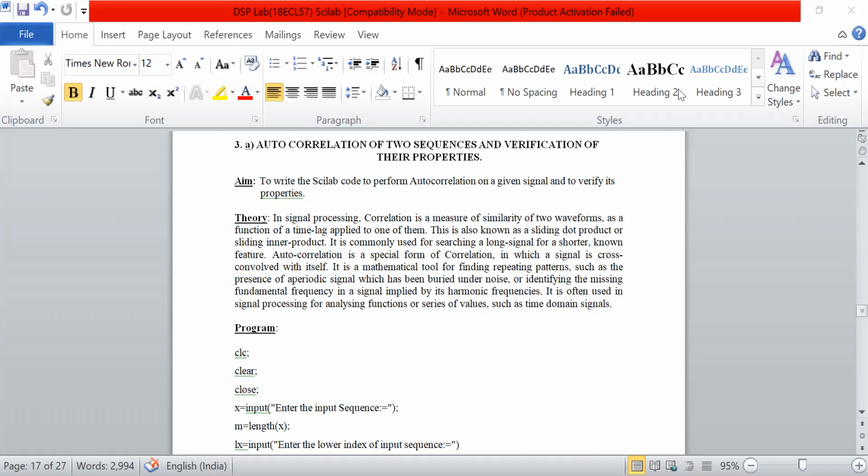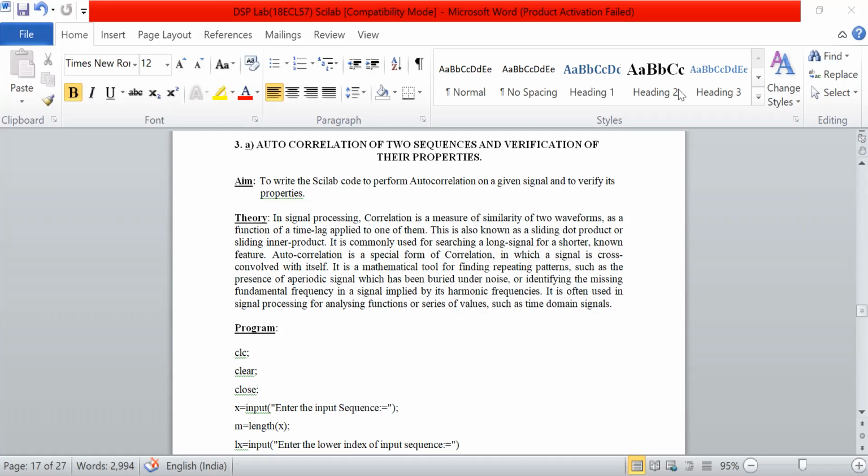This is also known as sliding dot product or sliding inner product. It is commonly used for searching a long signal for a shorter known feature. Then what is autocorrelation? Autocorrelation is a special form of correlation in which a signal is cross convolved with itself. That means one signal is compared with the same signal, but a shifted version of it.